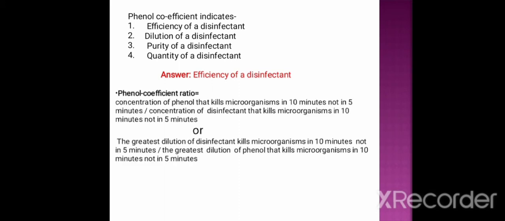Now, what do you mean by phenol coefficient ratio? Basically, the phenol coefficient ratio is the concentration of phenol that kills microorganisms in 10 minutes, not in 5 minutes, divided by the concentration of disinfectant that kills microorganisms in 10 minutes, not in 5 minutes. Or, more popularly, it is stated as the greatest dilution of disinfectant that kills microorganisms in 10 minutes, not in 5 minutes, divided by the greatest dilution of phenol that kills microorganisms in 10 minutes, not in 5 minutes.